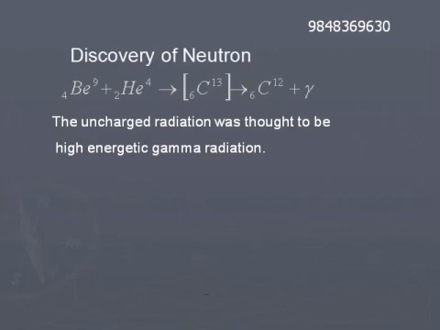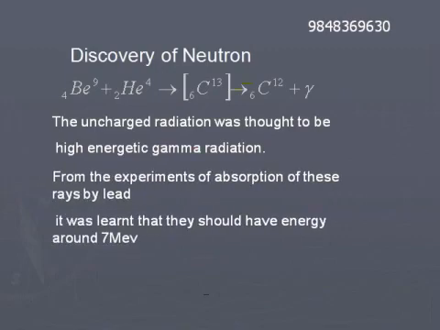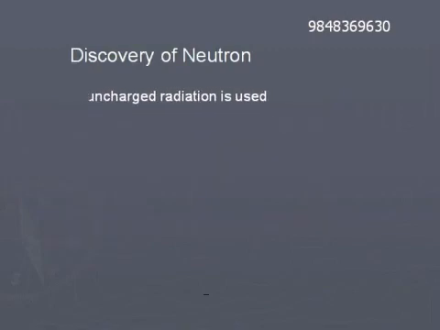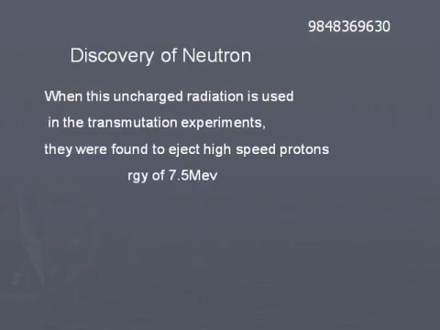This is highly energetic radiation. From the experiments of absorption of gamma radiation by lead, it was learned that it should have an energy of around 7 million electron volts, 7 MeV. That should be the energy of this gamma radiation. From absorption experiments, the energy of this radiation was determined to be 7 MeV.